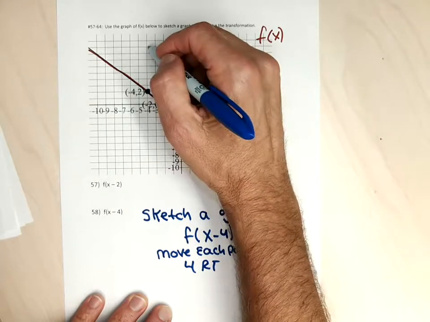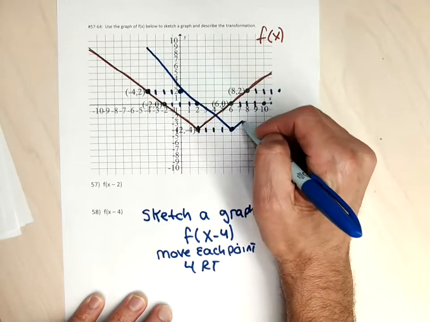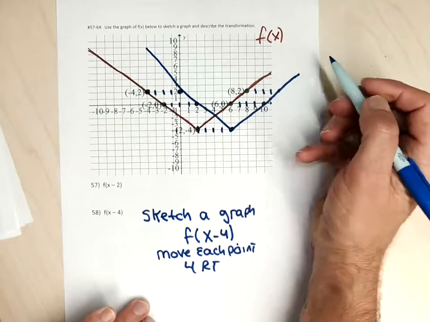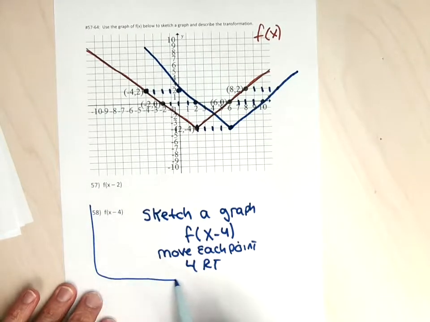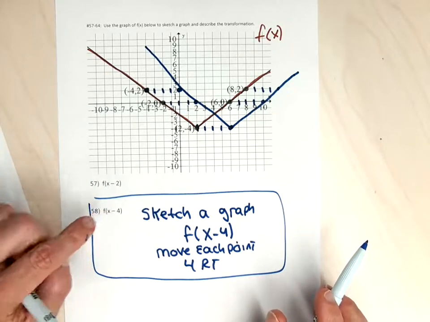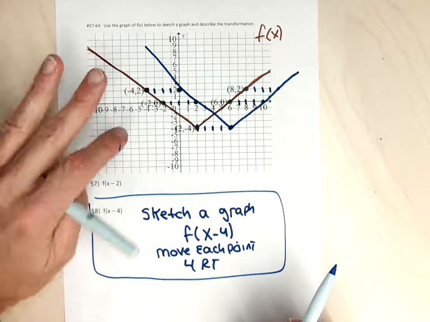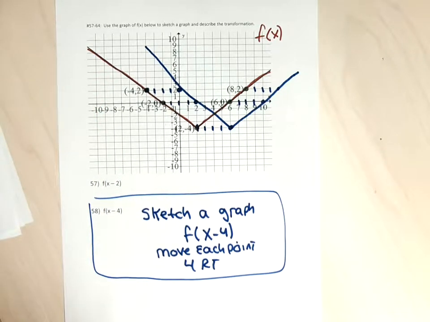And I'm just going to draw the same shape, which is a V, absolute value graph, best I can. That would be a perfect answer for problem 58. I sketched a graph of f of x minus 4. I knew that the graph of f of x minus 4, since the minus was in the parentheses, was going to be the same graph as the graph that was given. It's just everything was going to be moved to the right 4.